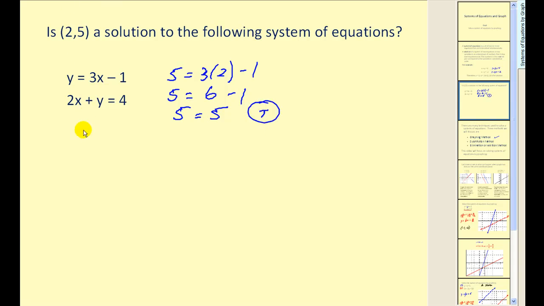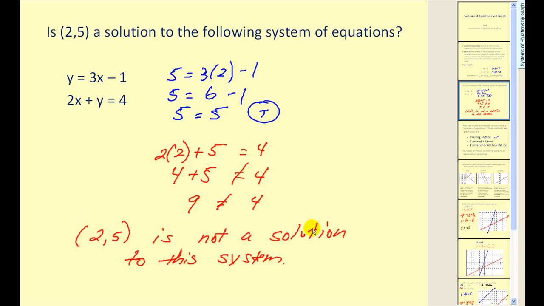Now we must do the same to the second equation. So we'd have 2 times x, which is 2, plus our y value, which is 5, is equal to 4. So 4 plus 5 is equal to 4. Well, that's not true. Therefore, (2, 5) is not a solution to this system.